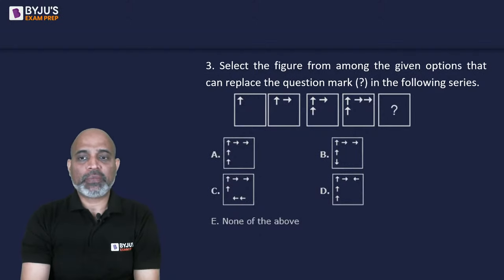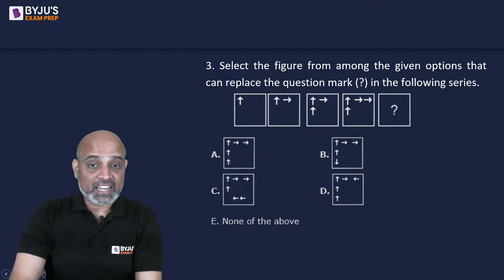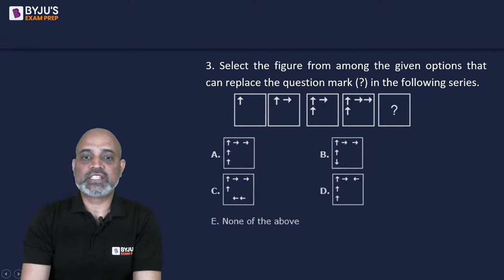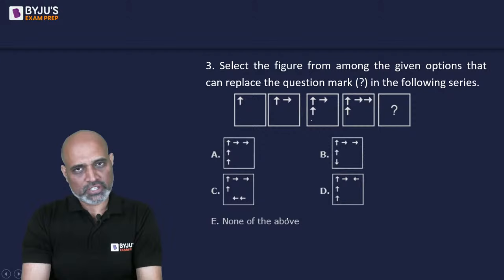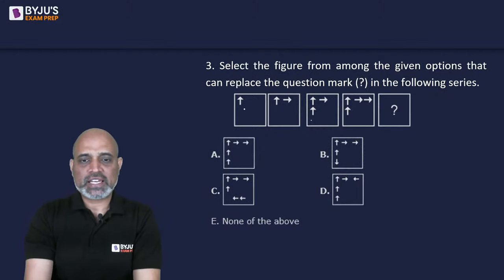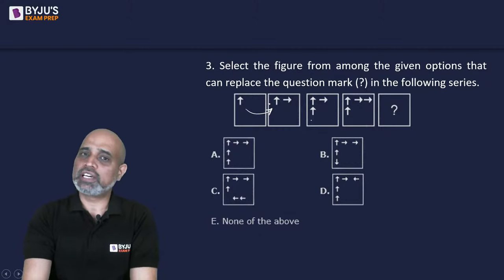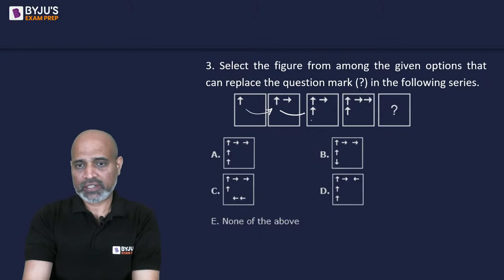Okay, next one. Select the figure from among the given options that can replace the question mark in the following series. So we have one arrow, then we have an additional arrow, then an additional arrow, then an additional arrow. So now what should come next? Right? So you can see that whatever image we have, the same image arrows already exist, right?